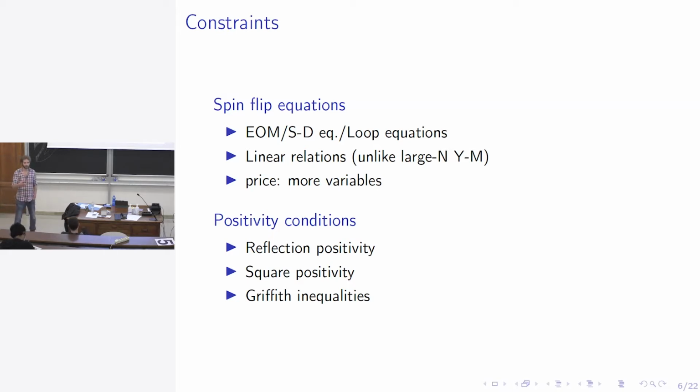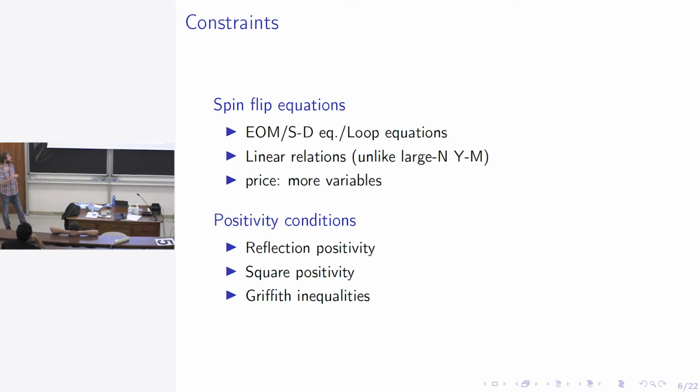So many of you know reflection positivity in Euclidean QFTs. In this context, reflection positivity will be very similar, but on the lattice. I will also give the more explicit expressions, but this is the one we use the most. On the lattice, we also have something called square positivity, and specifically for this theory something we call Griffith inequalities. I will also talk about them.